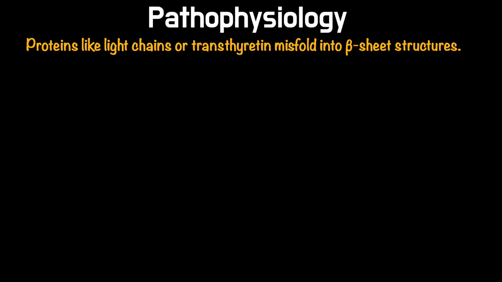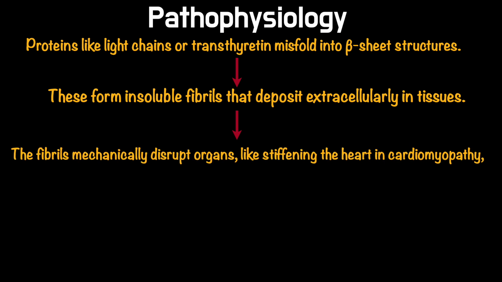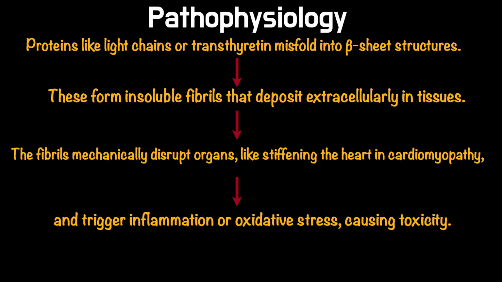Talking about pathophysiology, what actually happens is that proteins like light chains or transthyretin misfold into beta-sheet structures, right? These misfolded beta-sheet structures form insoluble fibrils that deposit extracellularly in tissues, right? And the fibrils mechanically disrupt organs, like stiffening the heart in cardiomyopathy, or trigger inflammation or oxidative stress causing toxicity. So this is also causing toxicity due to apoptosis, right? This is how the clinical manifestations appear out of amyloidosis.